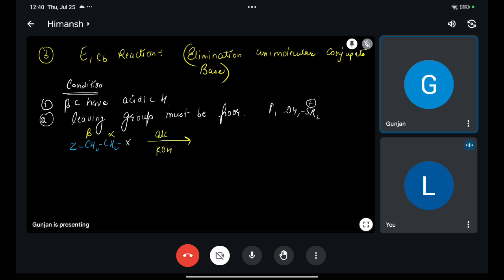Ma'am, what is the meaning of acidic hydrogen? I didn't specify. Acidic hydrogen means the hydrogen that is easy to remove. Why is it easy to remove? Because after its elimination, the Z group has the ability to withdraw electron density, so the carbanion formed by hydrogen removal gets stabilized.